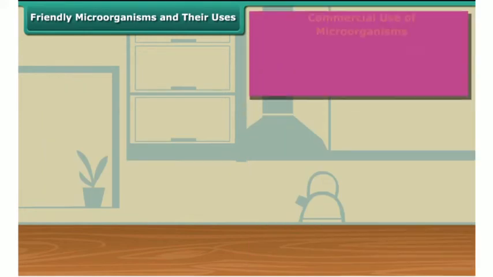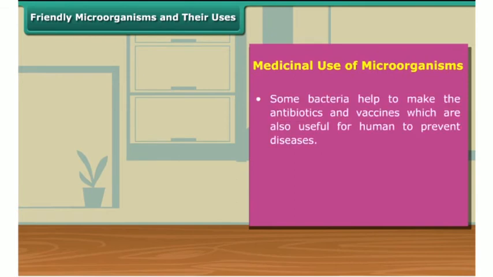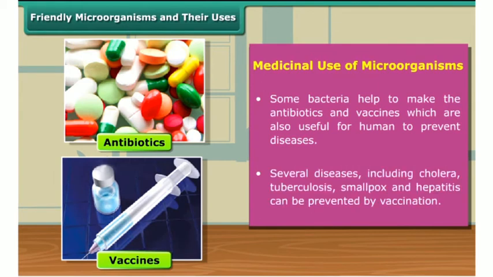Microorganisms are also useful in the commercial and medicinal field. For instance, yeast is used in the distillery industry for large-scale production of alcohol, beer, and wine. Some other bacteria are helpful in the production of antibiotics and vaccines. Vaccination is helpful in several diseases including cholera, tuberculosis, smallpox, and hepatitis.